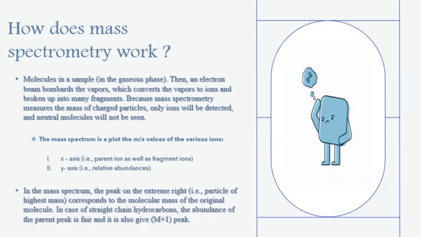In the mass spectrum, the peak at the extreme right, which is the particle of the highest mass, corresponds to the molecular mass of the original molecule. In case of straight chain hydrocarbons, the abundance of the parent peak is fair and it also gives an M+1 peak.